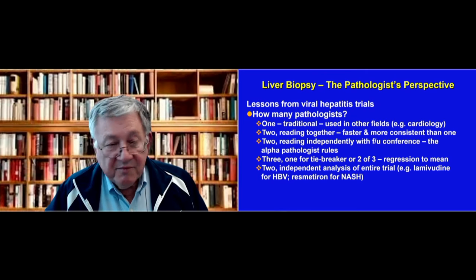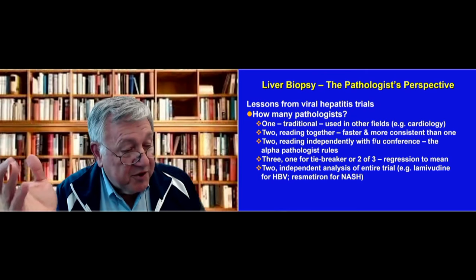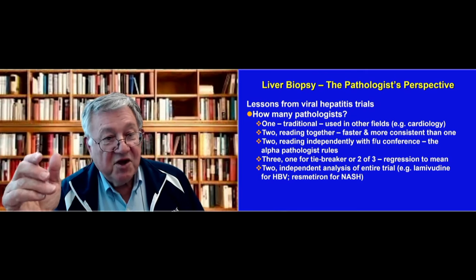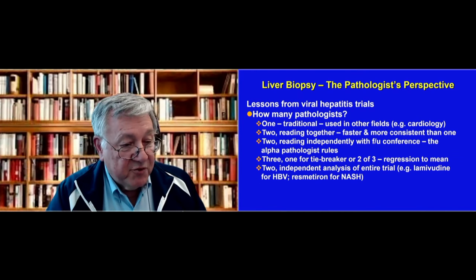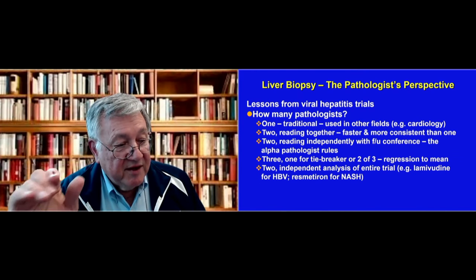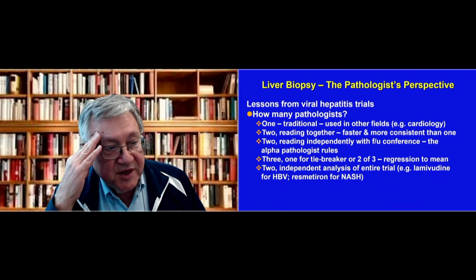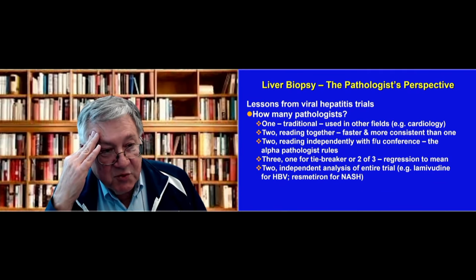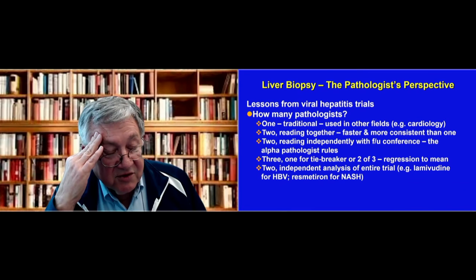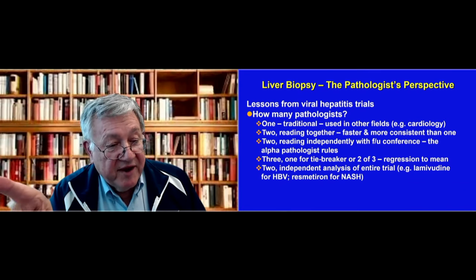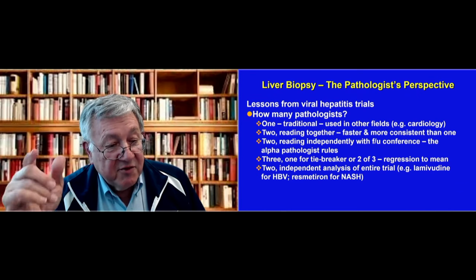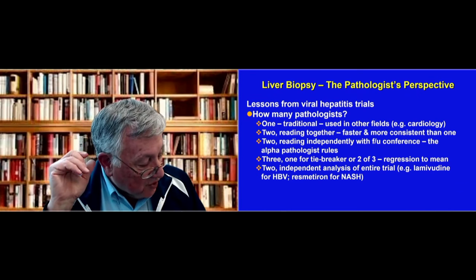There are some studies now that are using three pathologists, two to read the slides and then one to be the tiebreaker, or you take two out of three. If they read the same thing, you call that the consensus read. And I've actually done this with as many as 12 in the HALT-C trial. We had 12 different pathologists. We would sit around a 12-headed microscope and look at everything together and come to consensus. That worked most of the time.